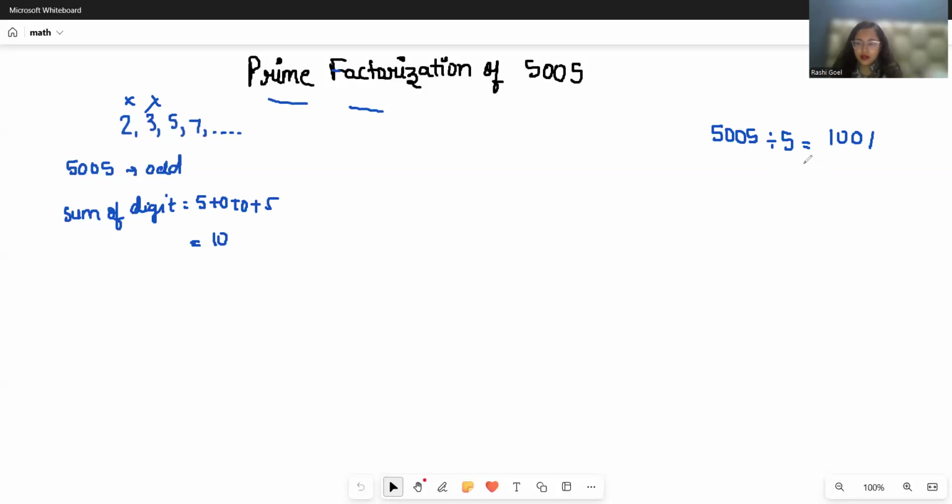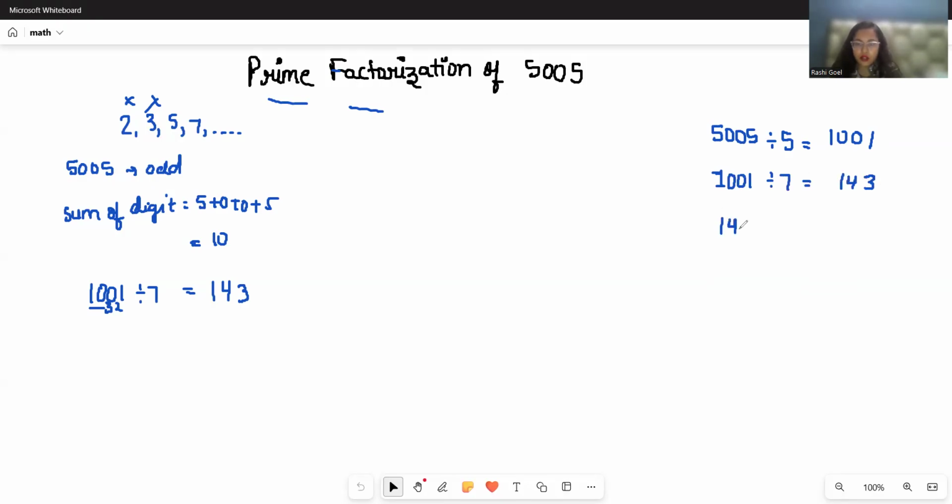Now with 7, 1, 0, 0 and 1, we'll check with 7. 7 times 1 is 7. 7 times 4 is 28. And 7 times 3 is 21. So 1001 divided by 7 is 143.